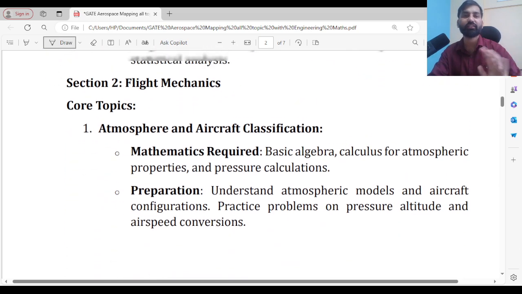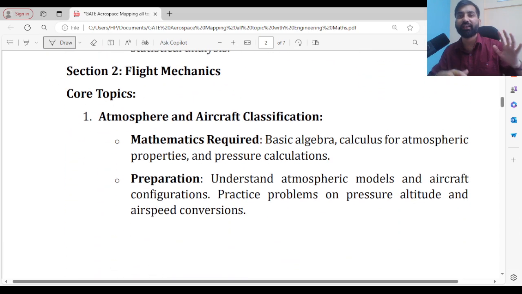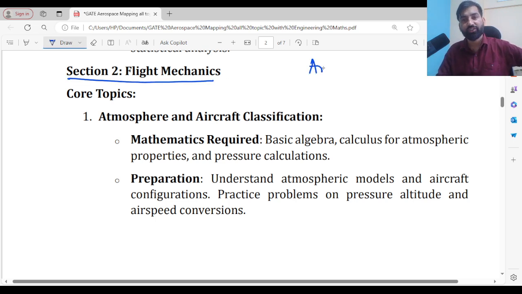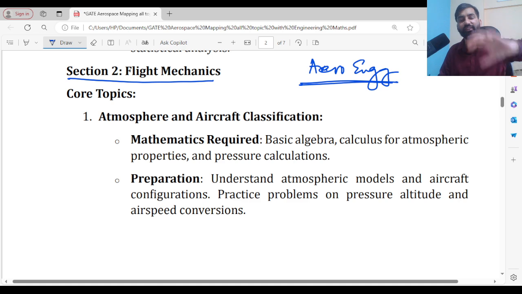Now let us come to your core and section 2. This is your aerospace engineering syllabus. So the first section is mathematics that you have to study so that you can have the command, right?